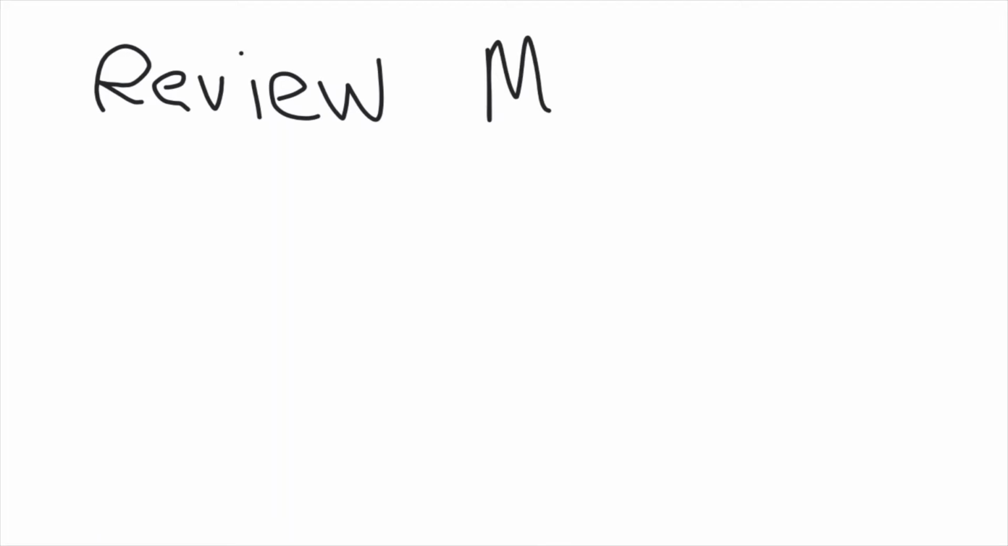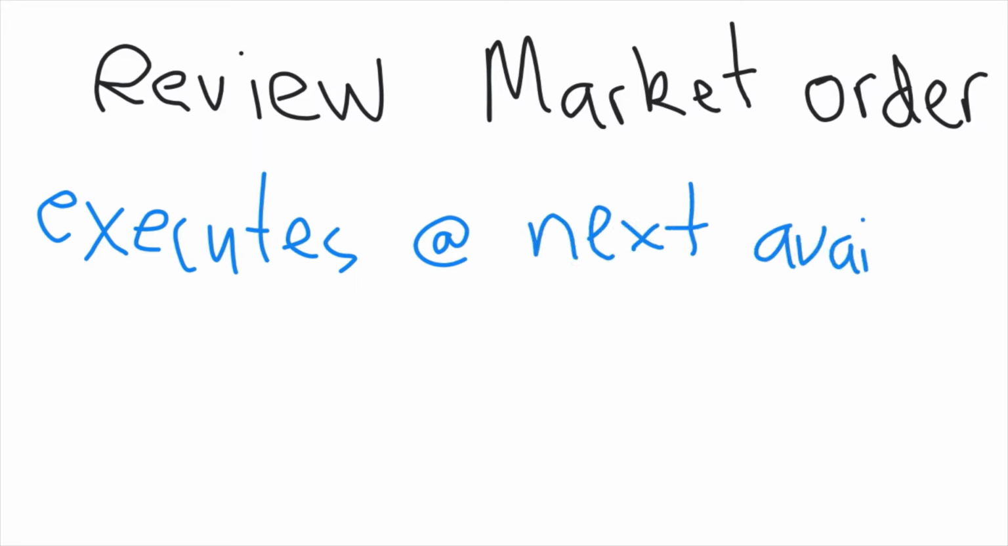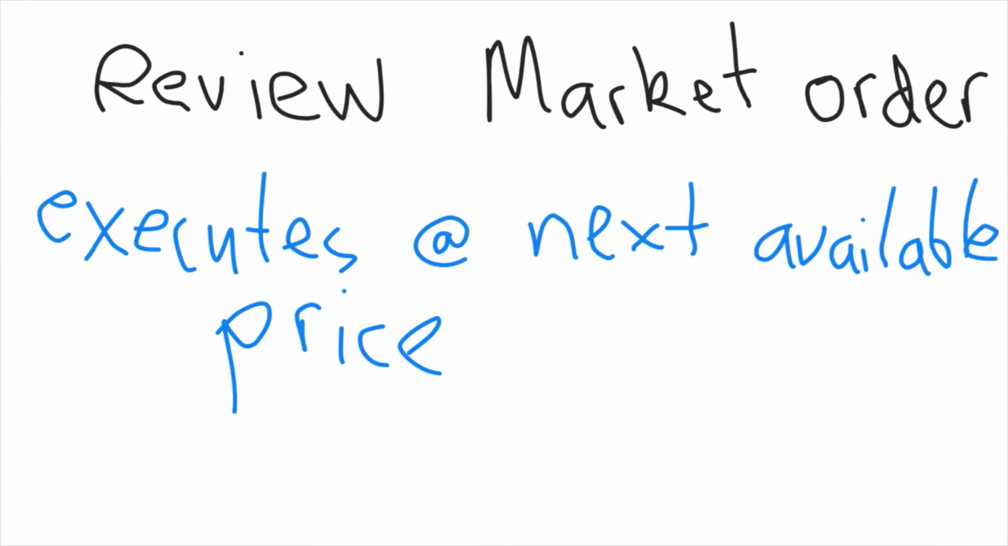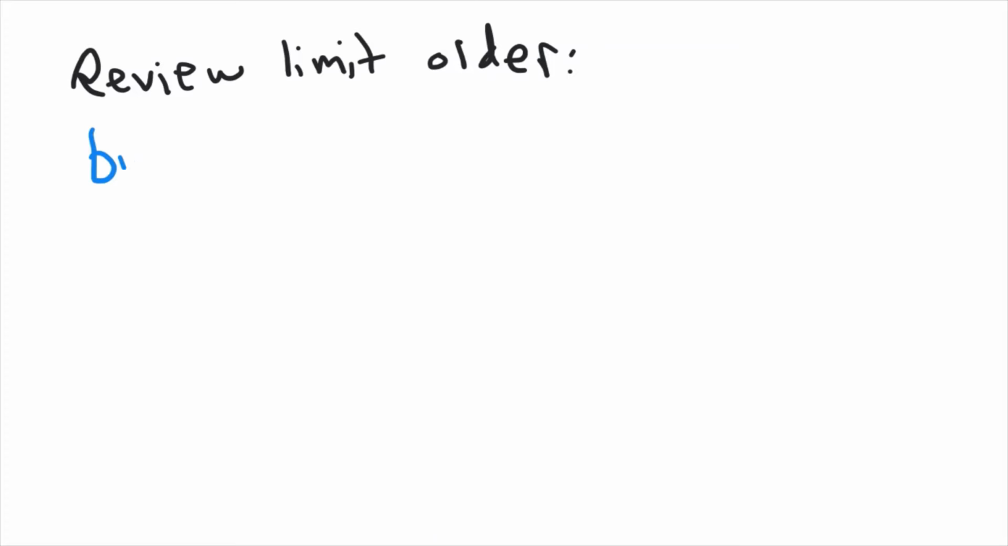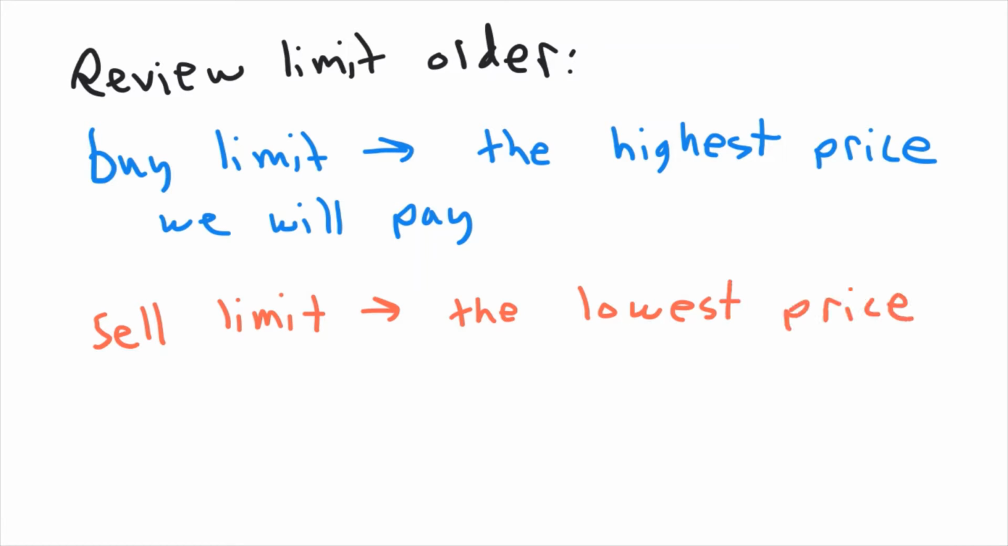Let's review market orders real quick. A market order executes at the next available price. So they're pretty simple. And then reviewing limit orders, a buy limit is specifying the highest price we are willing to pay for a security, and a sell limit order is specifying the lowest price we will accept for what we're selling.